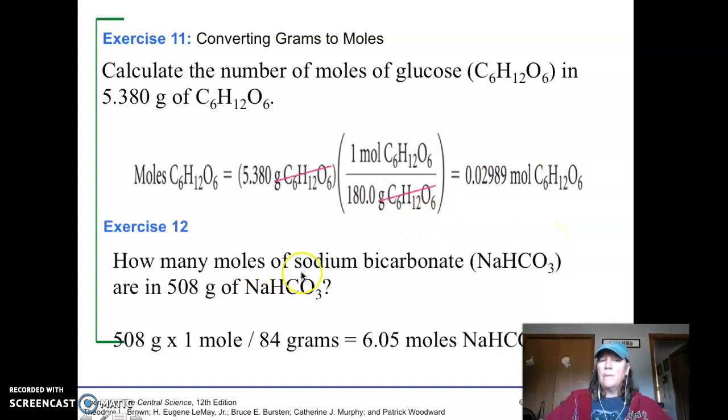Here's another one. How many moles of sodium bicarbonate, which is NaHCO3, in 508 grams?